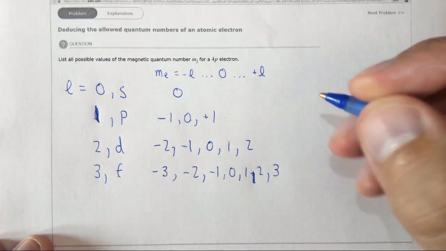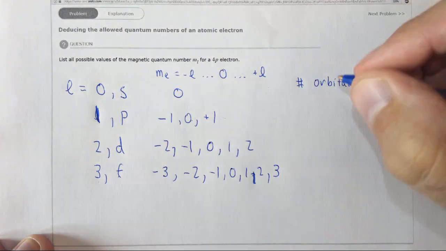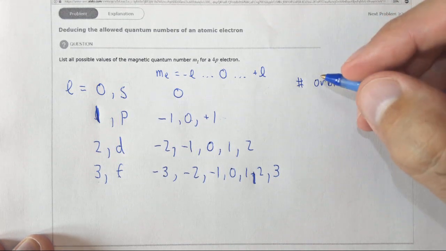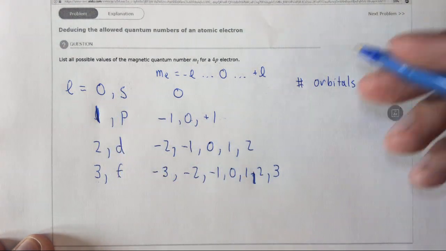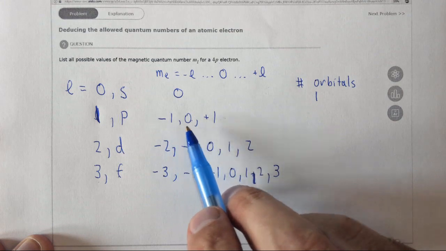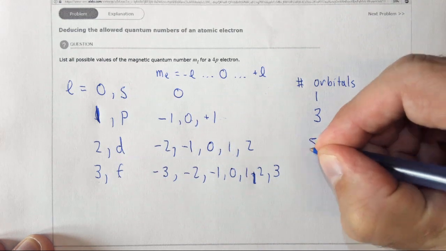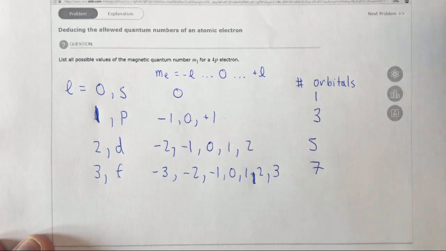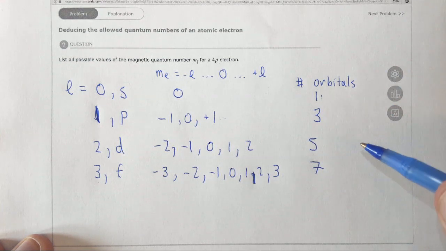However, there is one other piece of information we can get here, which is the number of orbitals. For an s orbital, at any given n, our principal quantum number, the number of s orbitals is 1, just the m sub L of 0. But for p orbitals, there's 1, 2, 3. For d orbitals, there's 1, 2, 3, 4, 5. And for f orbitals, there's 1, 2, 3, 4, 5, 6, 7. So as you increase L, the total number of orbitals also increases.